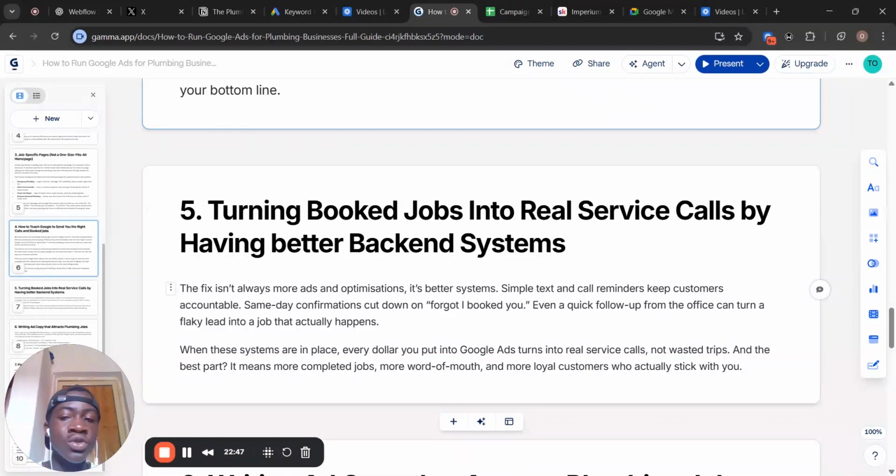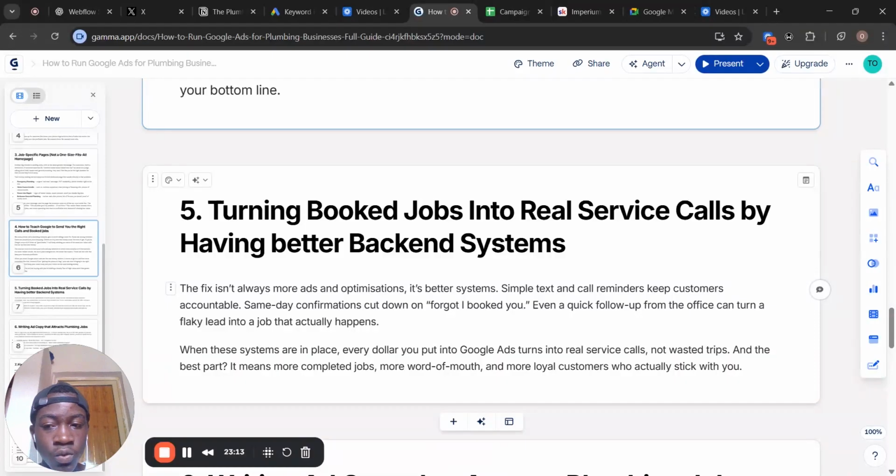they are going to look for your competitors, which is why you have to have a very, very good backend. If it's a CRM system that immediately sends them messages, like a booked call where you don't answer, these triggers actually nurture them on the back end. You get what I'm saying? It's not always about fixing the ads on the front end. So the fix isn't always more ads and optimizations. Better systems also matter.